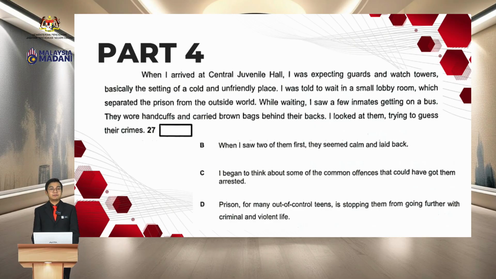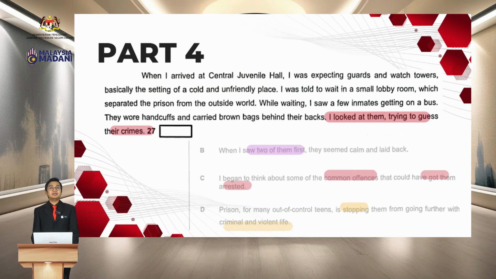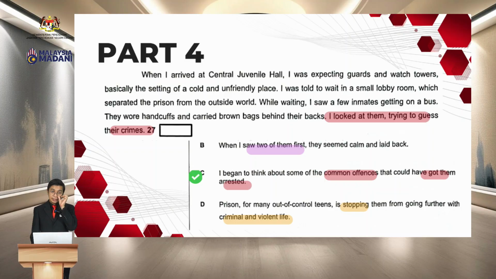Okay. Now I have narrowed down the answer choices into 3 so that it will be easier for us to discuss. Answer choice B is: when I saw 2 of them first, they seemed calm and laid back. C: I began to think about some of the common offences that could have got them arrested. And D: prison for many out of control teens is stopping them from going further with a criminal and violent life.